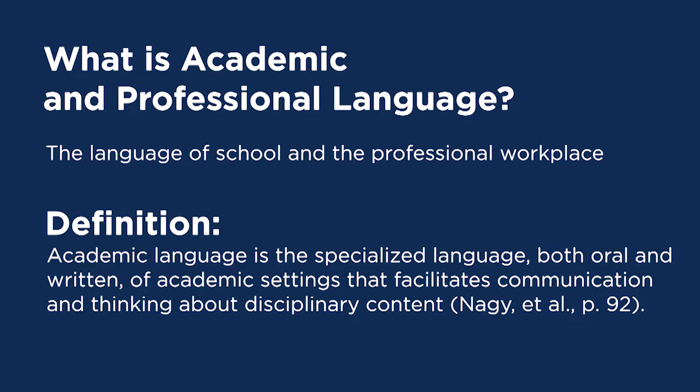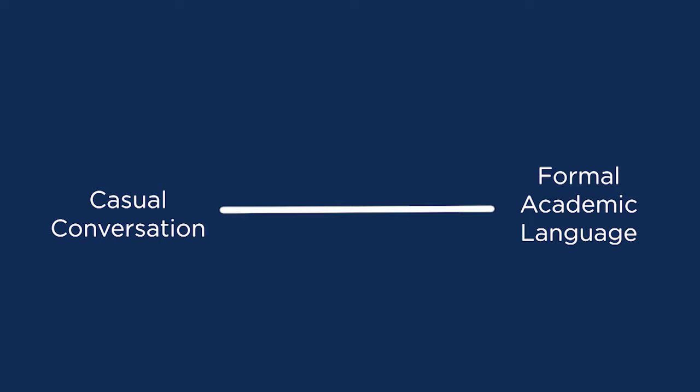Now, when you're trying to think about academic language and visualize academic language, think of it as existing along a continuum. On one end of the continuum is the type of casual conversations you may have with your family in the living room, or you may have with your friends out to dinner. On the other end of the continuum is much more formal academic language that you would have in a classroom setting, in a boardroom, in a presentation that you may be giving, or in a text that you may be writing.